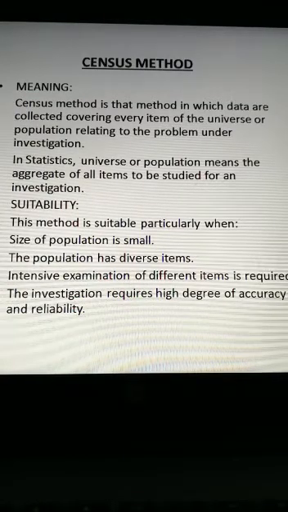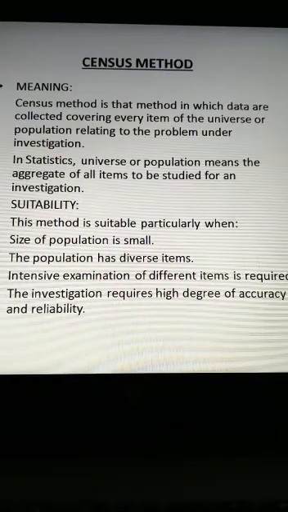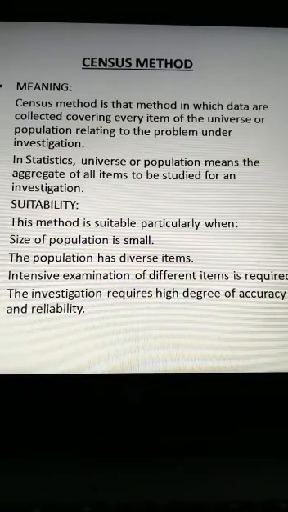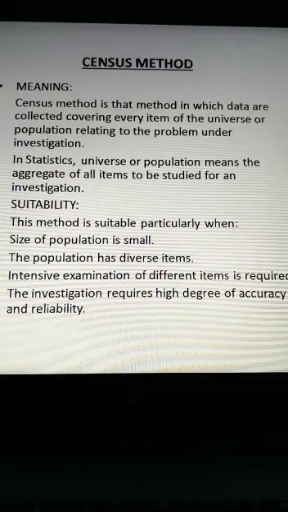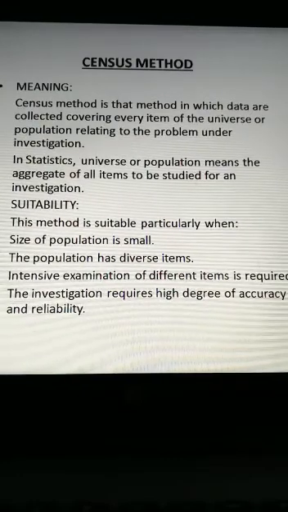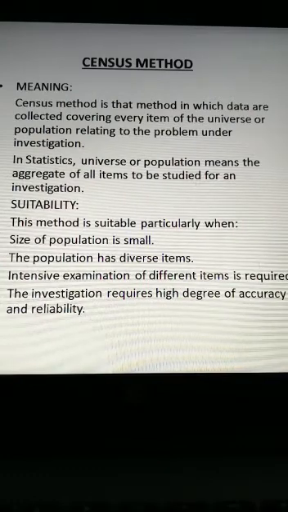And this method is suitable whenever the size of population is small. That is, we can reach those persons. If that is the size of population, then we can go for census method. And if the population, that is the investigation area, is having diverse items, say for example, if same type of items are there, then each and every person need not be considered for collecting the information, as it is various people.